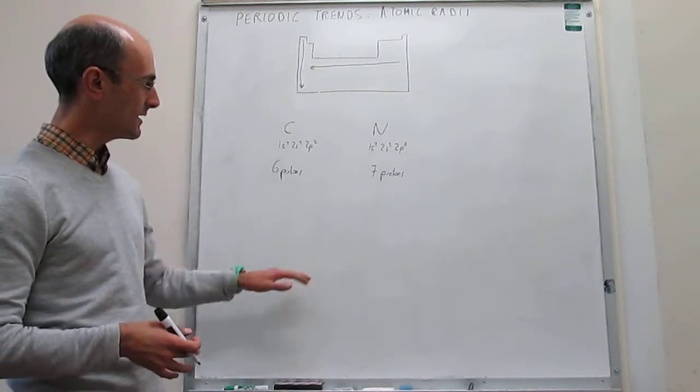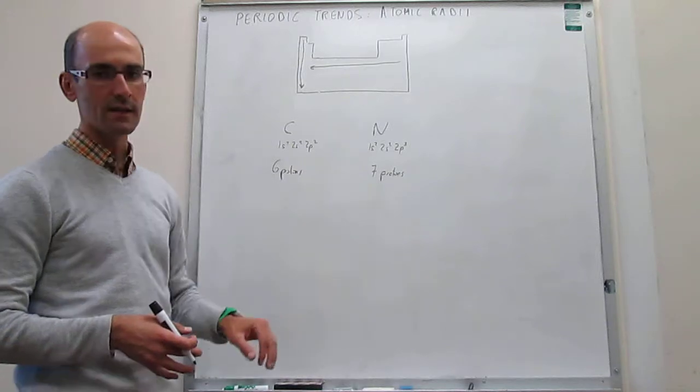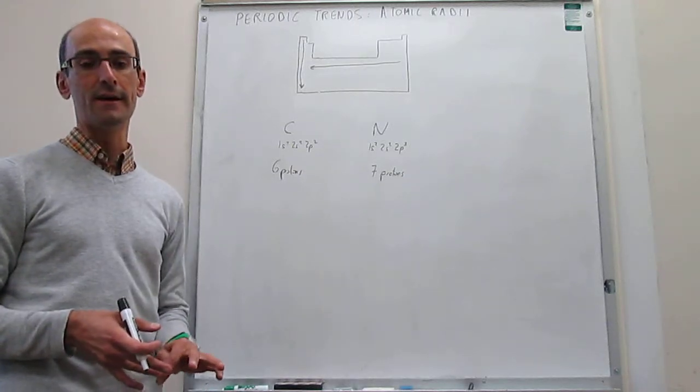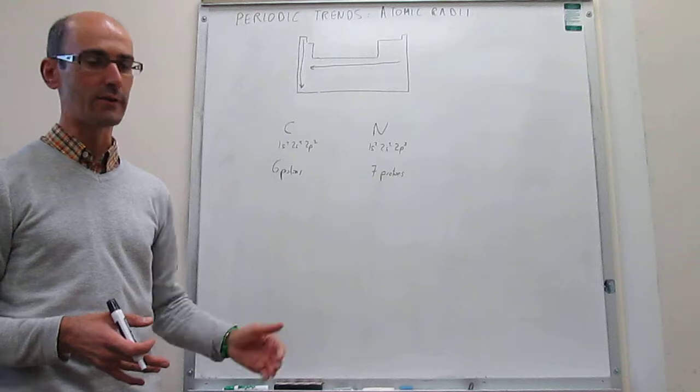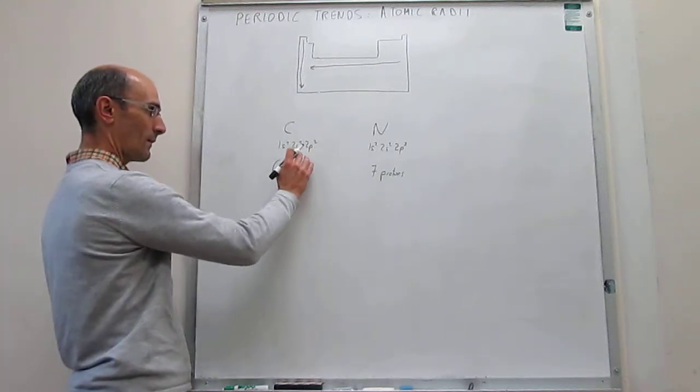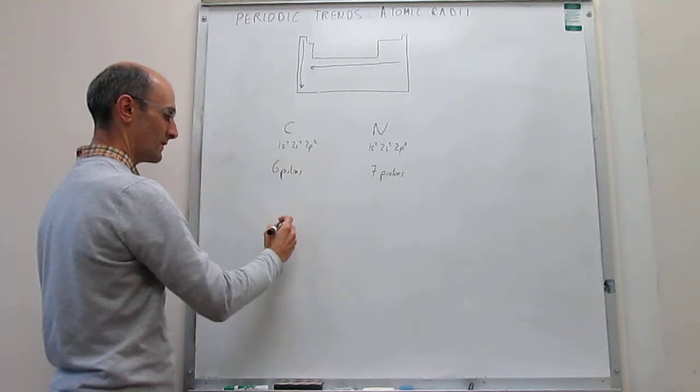So let's take a look in a little bit more detail at the electronic structure of carbon and nitrogen. When we think about these p orbitals, the way that this would work is as follows.